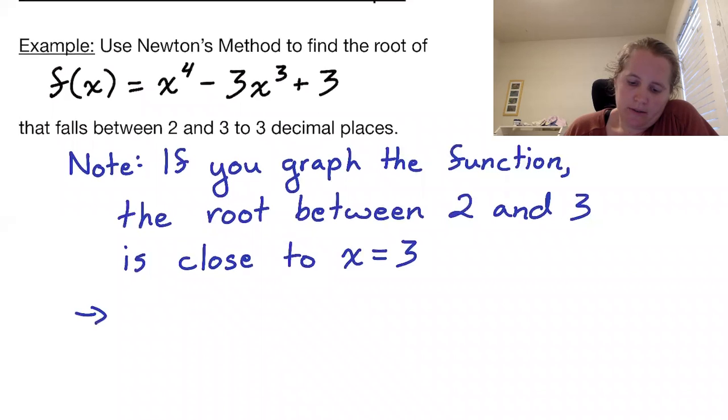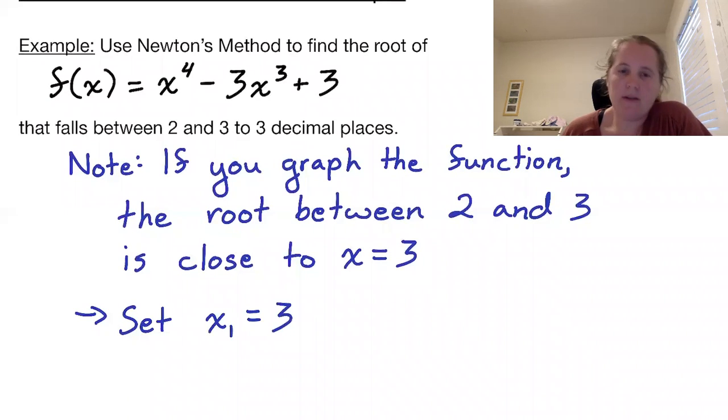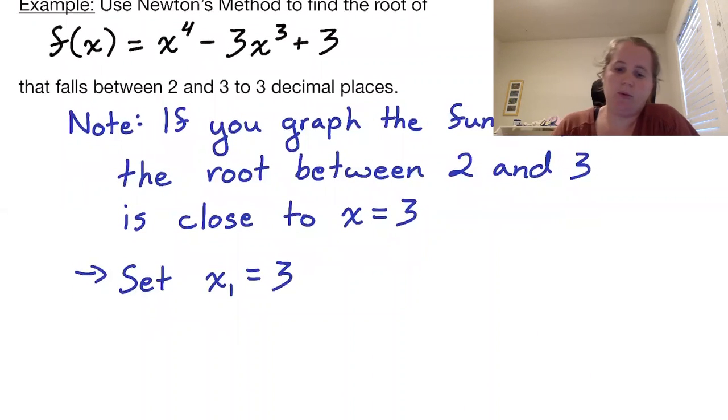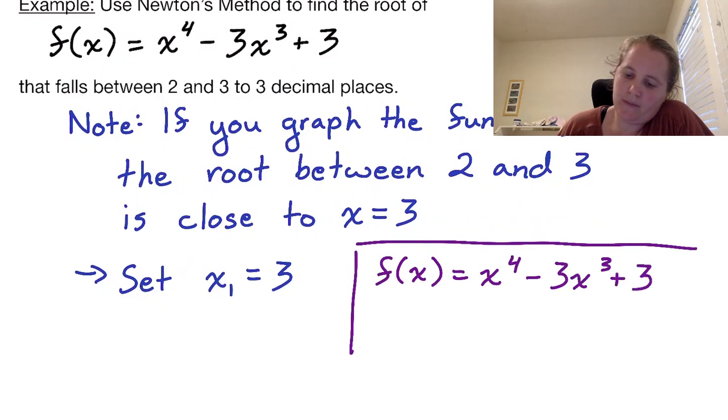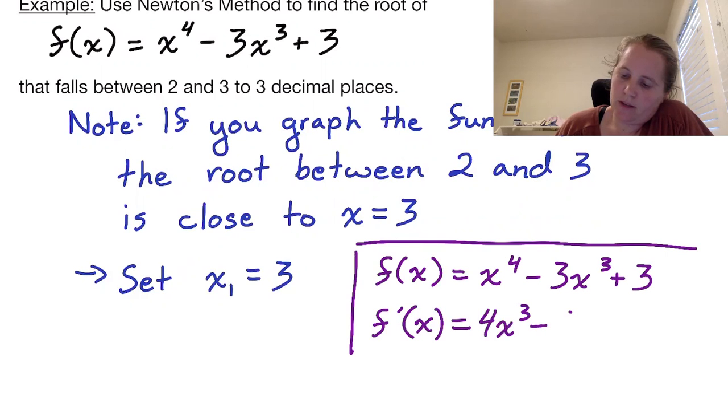So we'll set x1 to be equal to 3. We are also going to need f of x and f prime of x for our own reference. So off to the side, let's keep in mind, f of x is x to the fourth minus 3x cubed plus 3, and f prime of x is 4x cubed minus 9x squared.